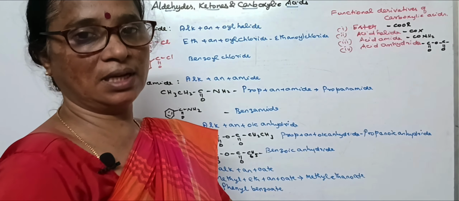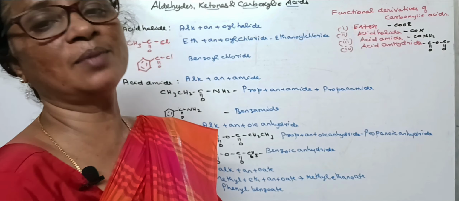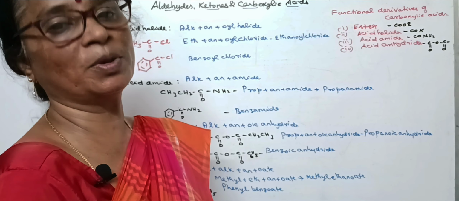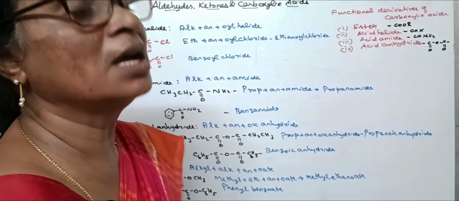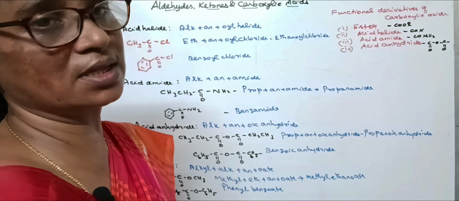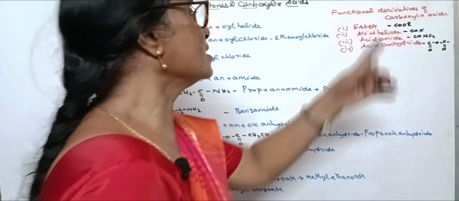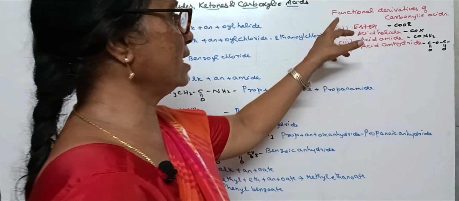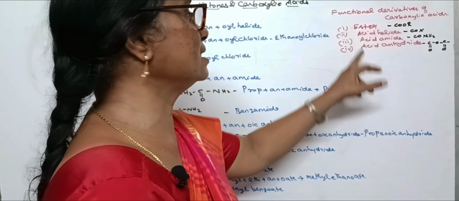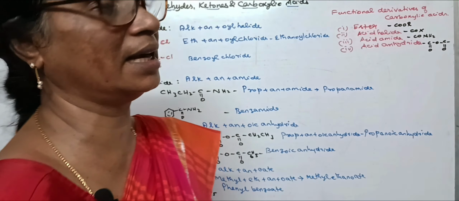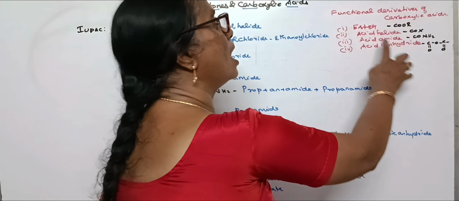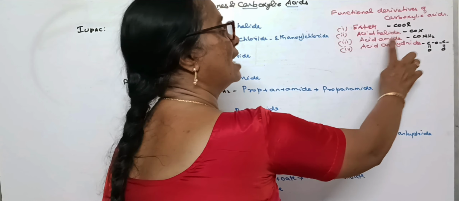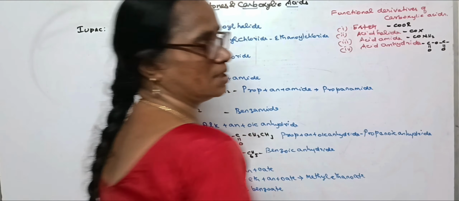In the carboxylic group, either the hydrogen atom of OH or the OH group of the carboxyl group can be replaced by suitable substituents, from which we can get the functional derivatives of carboxylic acids. Those are ester, acid halide, acid amide and acid anhydride. Ester: COO; acid halide: COX; acid amide: CONH2; acid anhydride: COO.